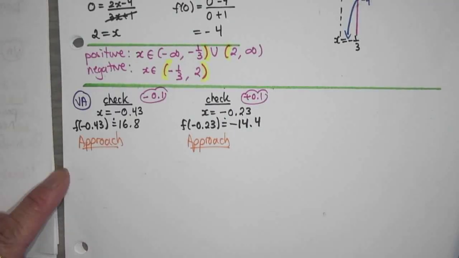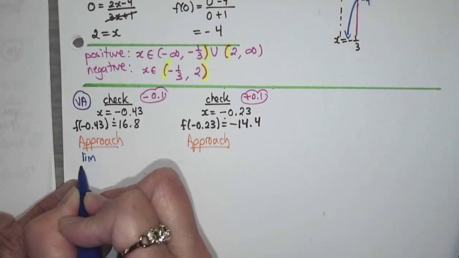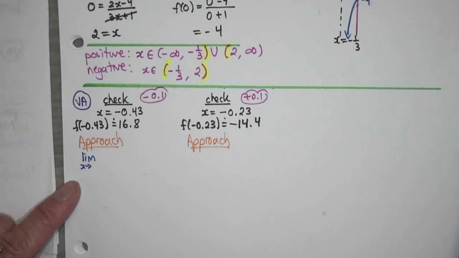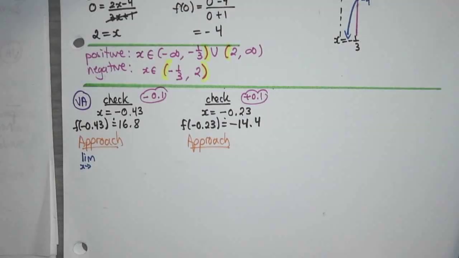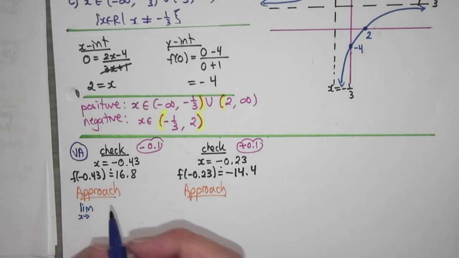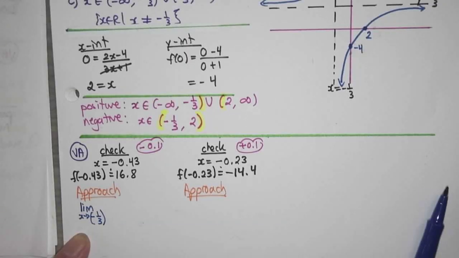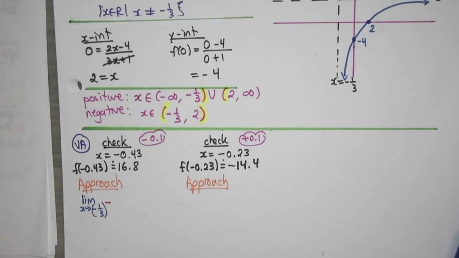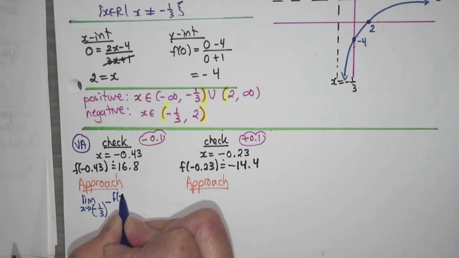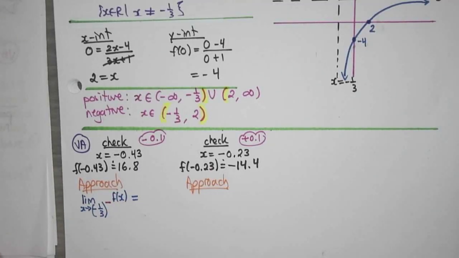My answer would be the limit as x approaches. Now what are we approaching? The left side of my vertical asymptote here. So you go negative 1/3 to the left of my function of f of x equals. And that's telling me it's going up to a big positive number, so it went up to infinity.